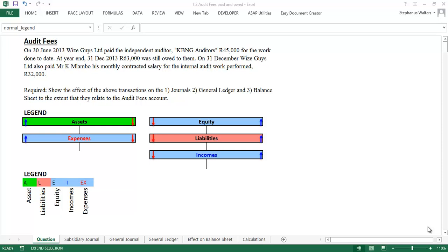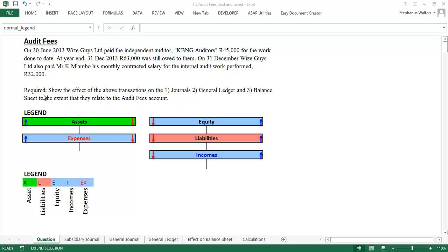Our question says, on the 30th of June, Wise Guys Limited paid the independent auditor, KBNG auditors, 45,000 Rand for the work done to date. At year end, 31 December 2013, 63,000 was still owed to them. So 45,000 was paid to the auditor, and 63,000 Rand is still owed to them. And also on 31 December, Wise Guys paid Mr. K. Mlambo his monthly contracted salary for the internal audit work performed.